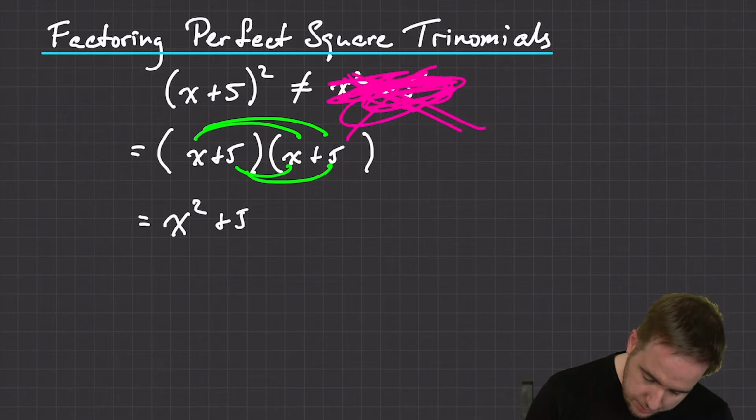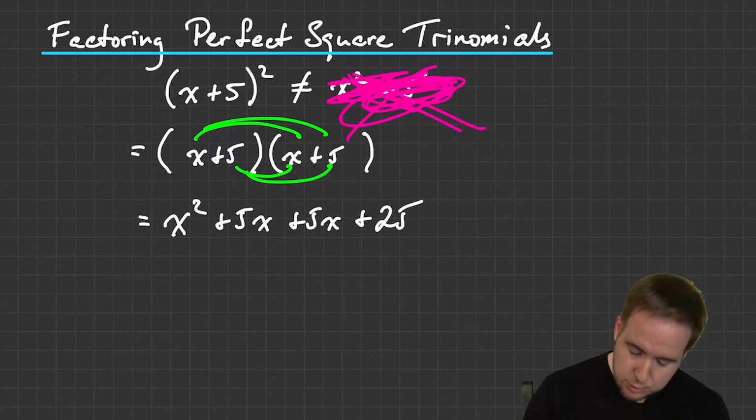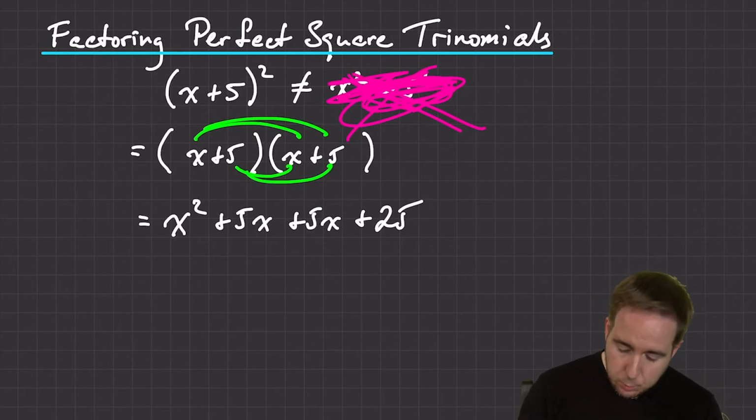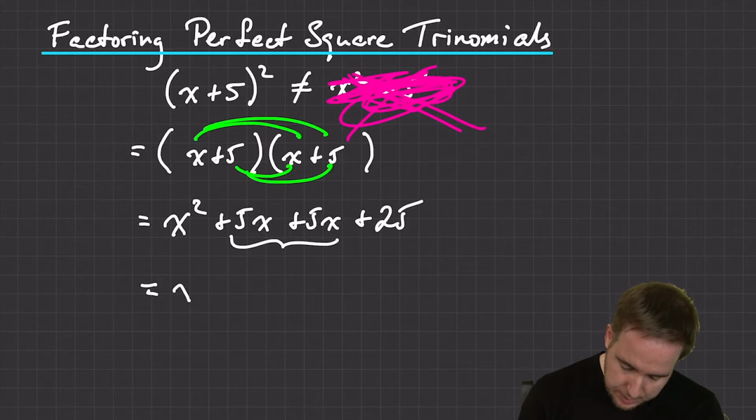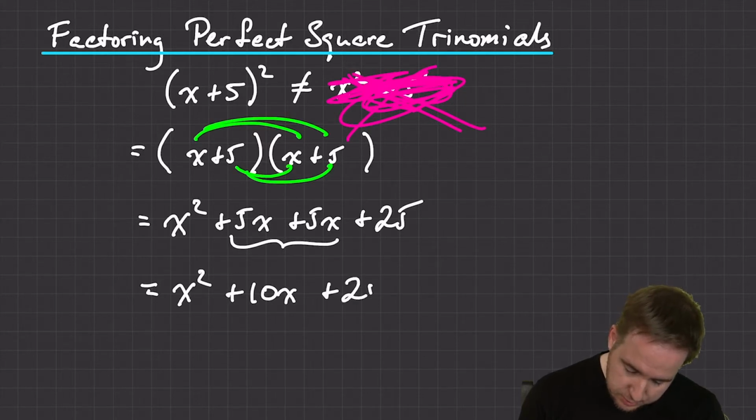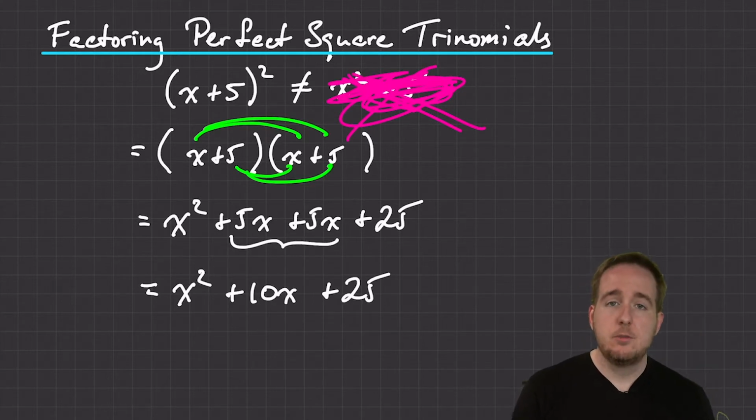X squared plus 5x plus 5x plus 25. And what you notice, if you combine the two like terms in the middle, is x squared plus 10x plus 25. And if you do a lot of these, you notice a pattern.